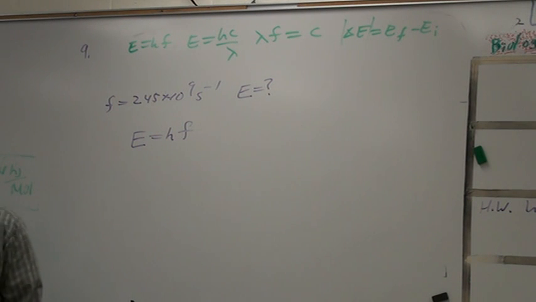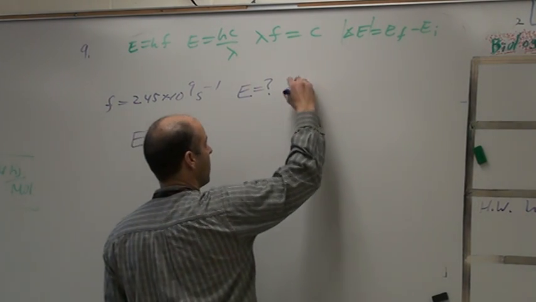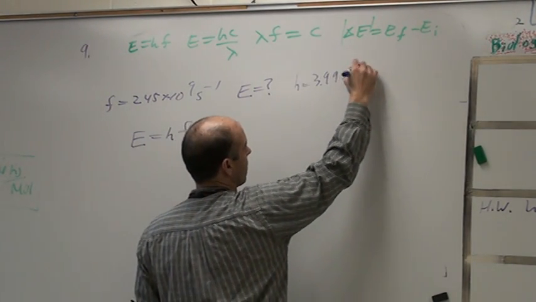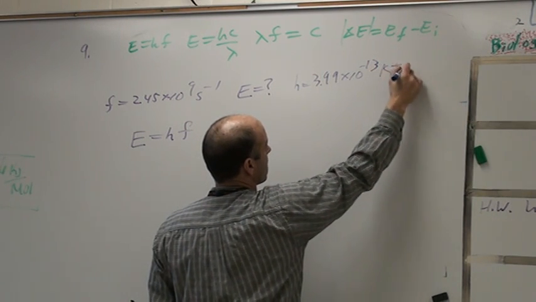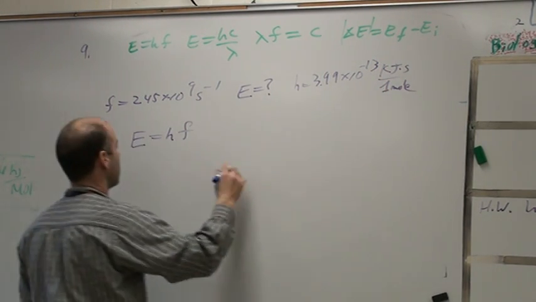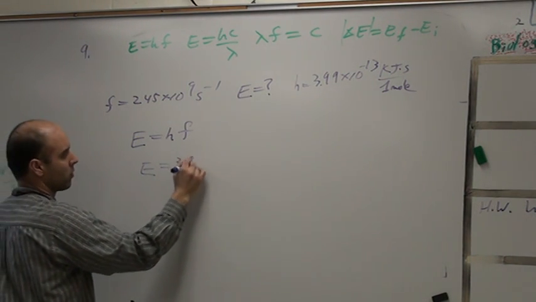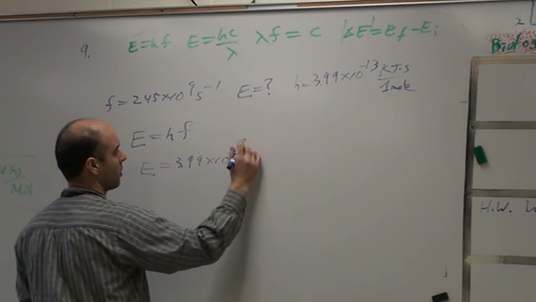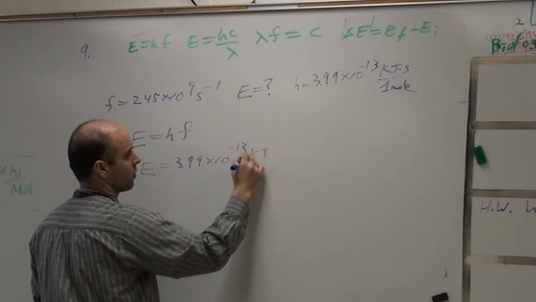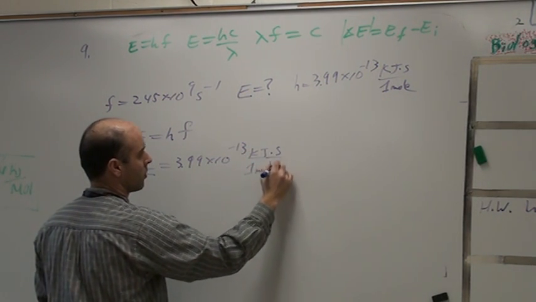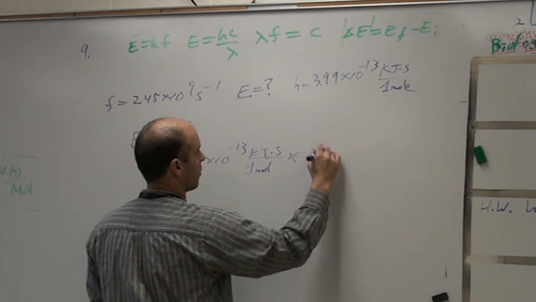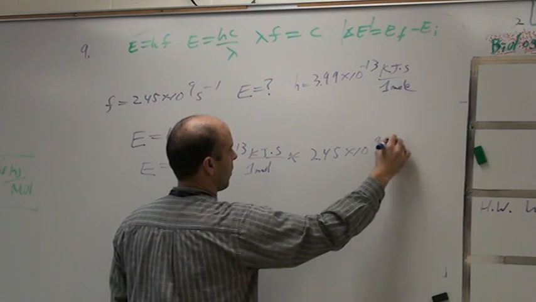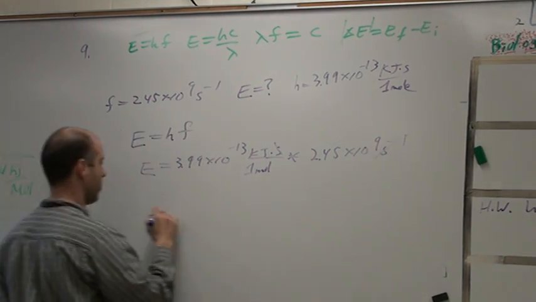Are we dealing with 1 photon or a mole of photons, Claudia? What does the problem say? Okay, then 1 mole. So that means H will be 3.99 times 10 to the negative 13 kilojoules seconds per mole. And I plug in my numbers. The inverse seconds cancel. I'm left with kilojoules per mole.